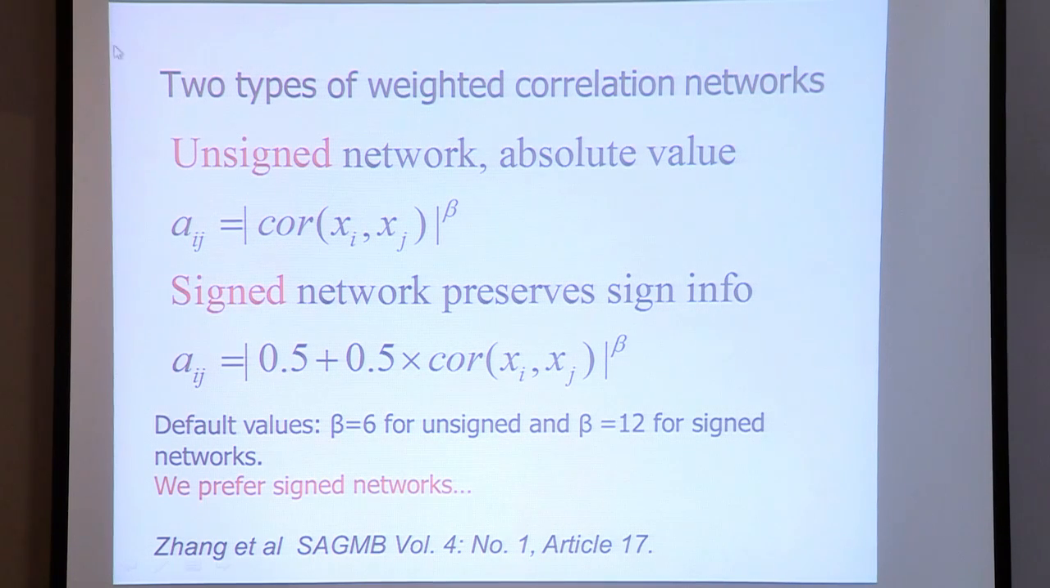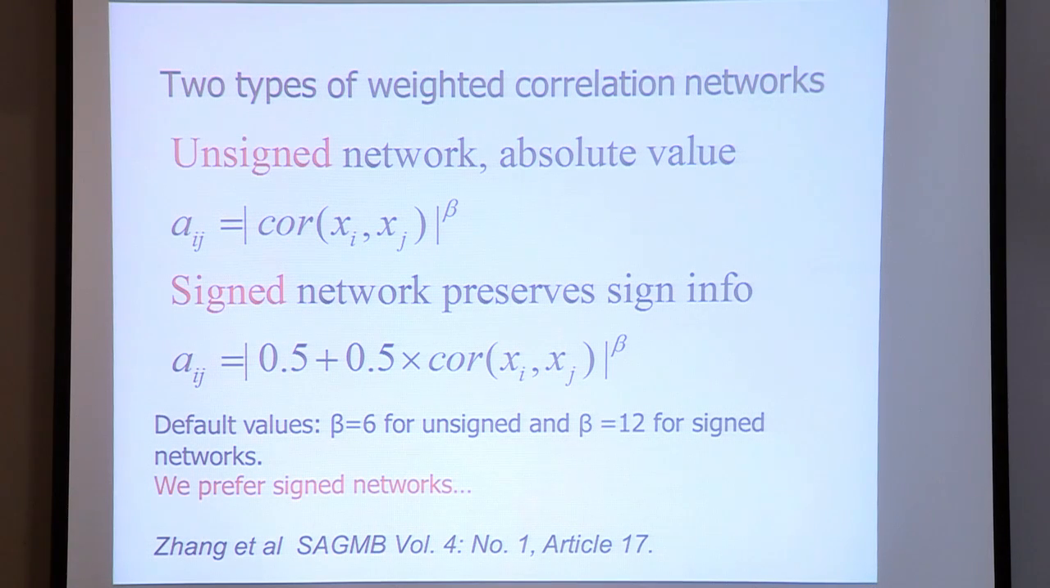And if you don't want to think much about it, then you just take these default values for the power. So a power of 6 for an unsigned network and a power of 12 for a signed network. The rule is when you go from an unsigned network to a signed network, you have to double the power. That's the rule of thumb. And I will mention already that we do prefer signed networks. Why? Because we typically end up with modules that are biologically more meaningful.